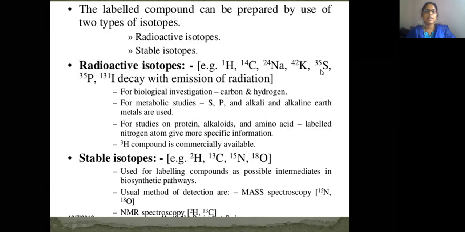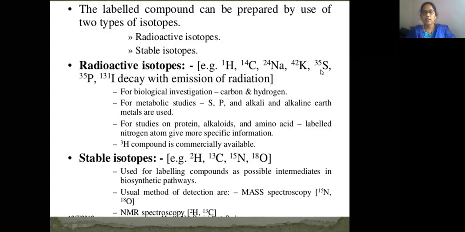So in case of radioactive isotopes, we have various detectors like the Geiger-Muller counter, scintillation counter, and gas ionization chamber. We can use any of these based upon the radiations. We can select the suitable detector and identify these radioactive isotopes based upon the radiations emitted. So this is about the different types of isotopes.